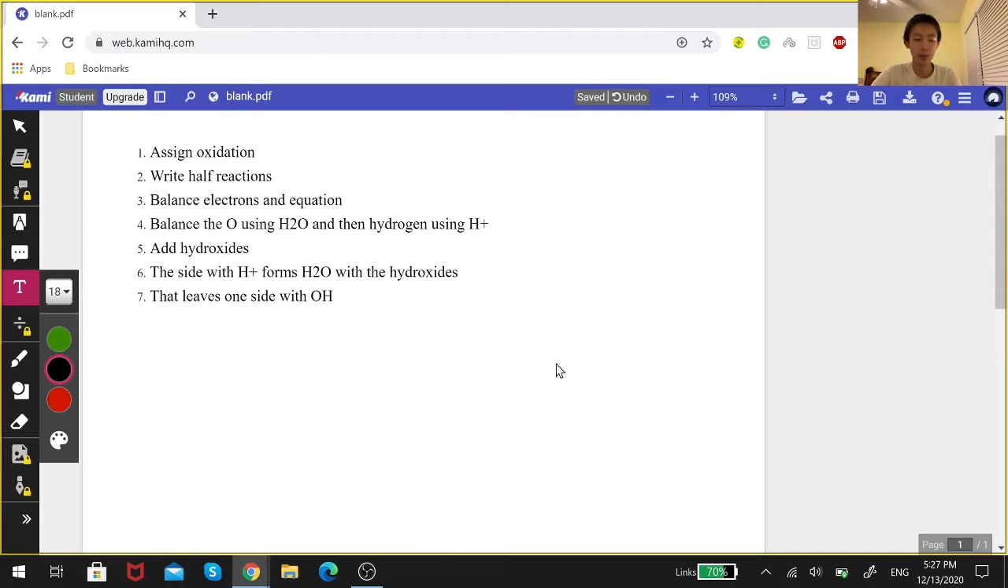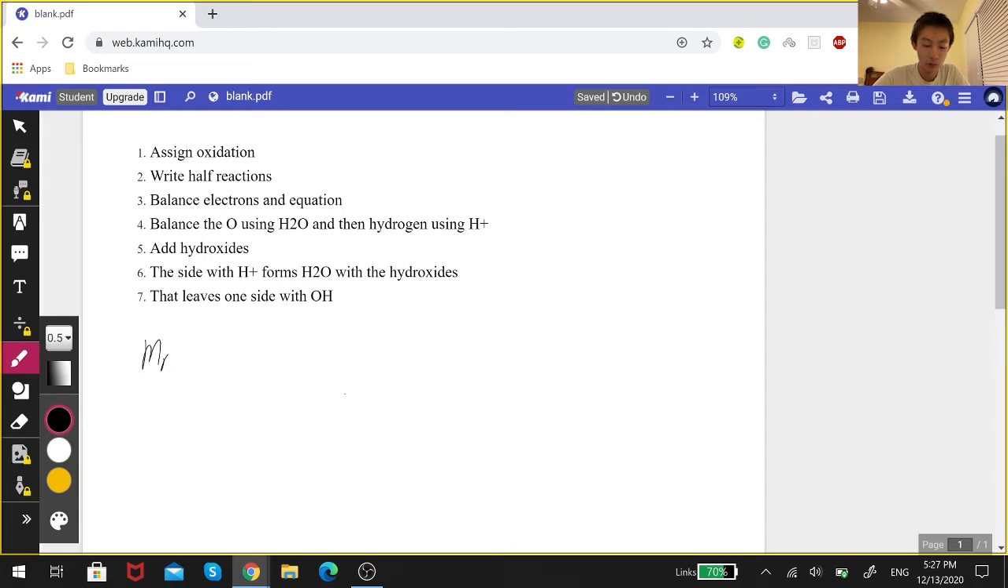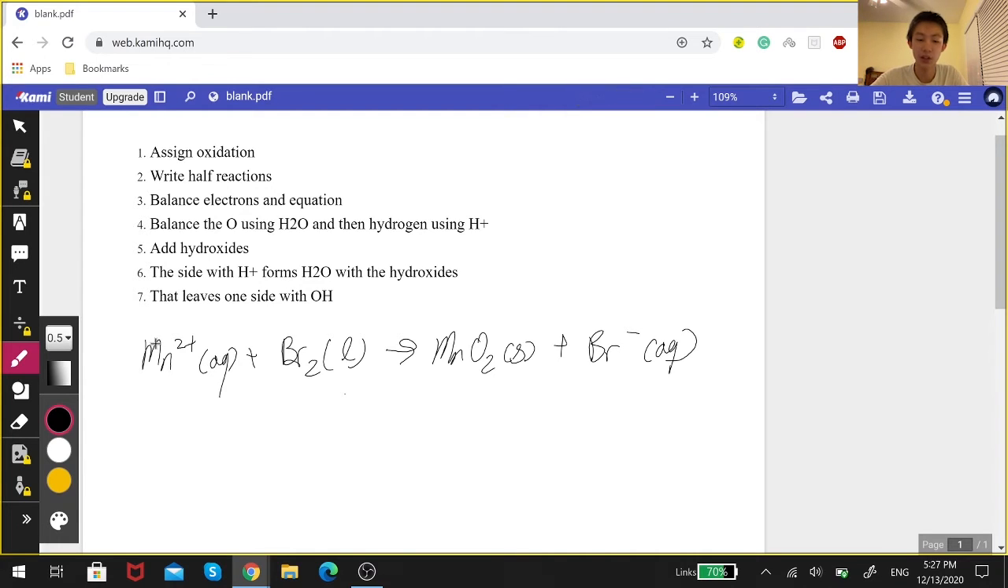So our example problem for this is Mn2+ aqueous plus Br2 liquid. Again, Br2 is liquid at room temperature, if you remember. It makes MnO2 solid plus Br minus aqueous. First step, assign oxidation numbers. This is 2 plus. This is neutral. This is also neutral, but this is -2 times 2, which means -4, so this has plus 4, and this is 1 minus.